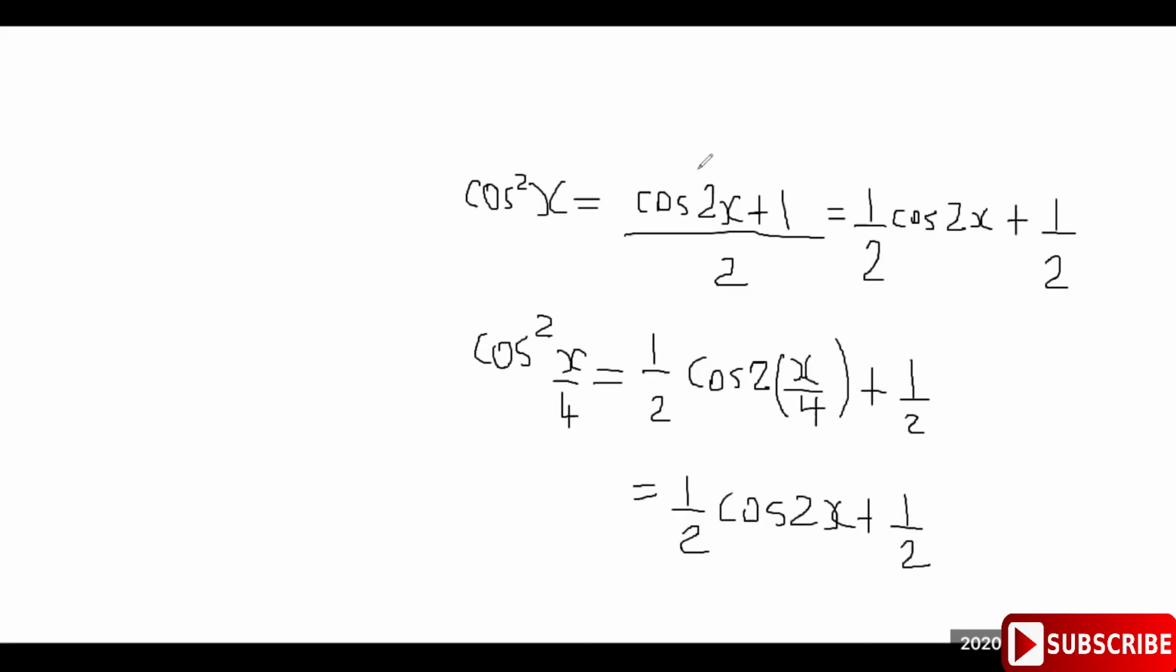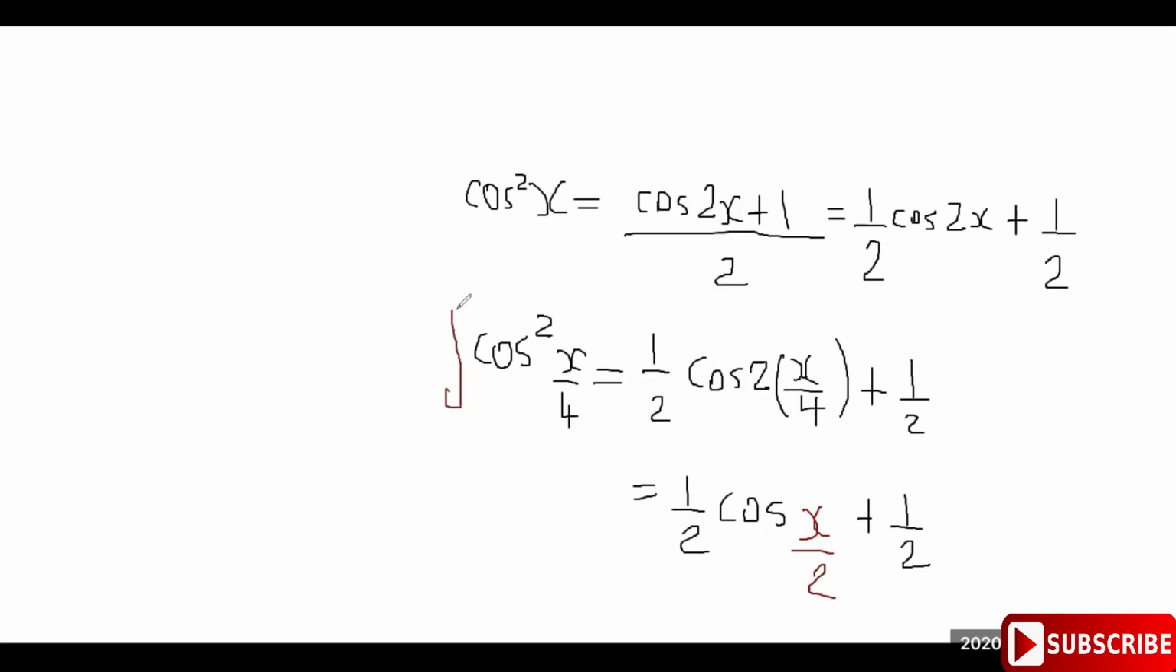And so now the integral of cos square x over 4. Wait, sir. You have cosine 2x. Yes. What about cosine 2x? Sir, wouldn't that be cosine of x over 2? Oh, right here. Yeah, thank you. I don't know where that came from. Cosine x over 2. Thank you. So it's a half cosine x over 2 plus a half.